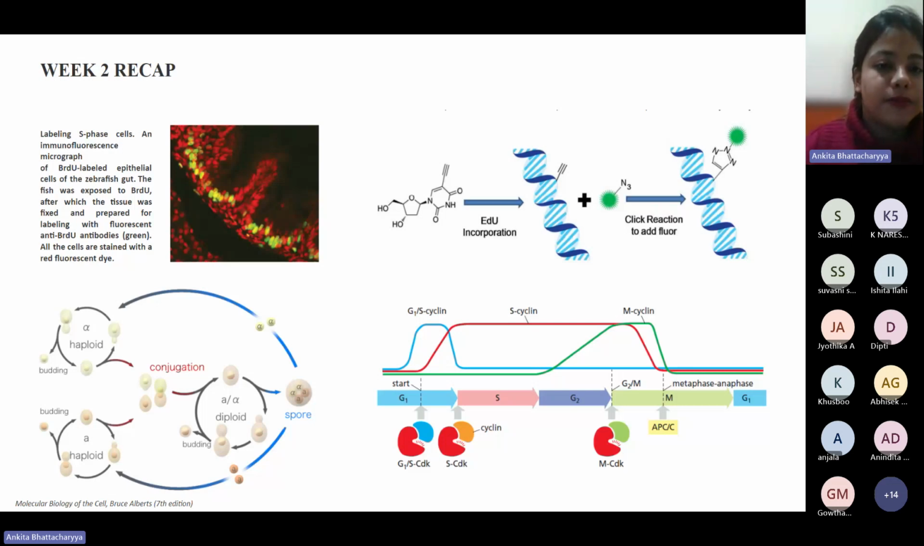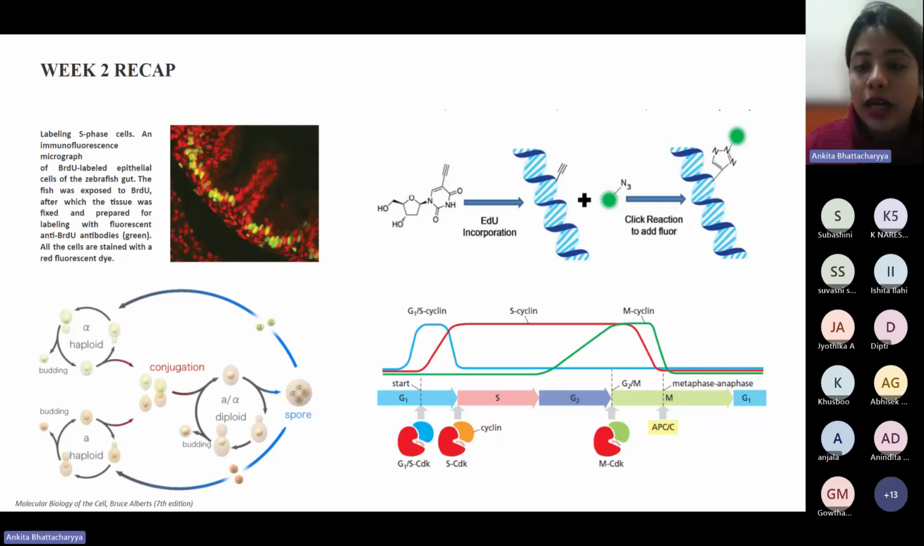So coming back to what I was discussing. The zebrafish was exposed to BrdU. BrdU is a thymine analog. If you're already familiar, DNA basically has four types of deoxyribonucleotides: dATP, dTTP, dCTP, and dGTP. Among them, thymine or dTTP is commonly used for techniques where thymine analogs are used.